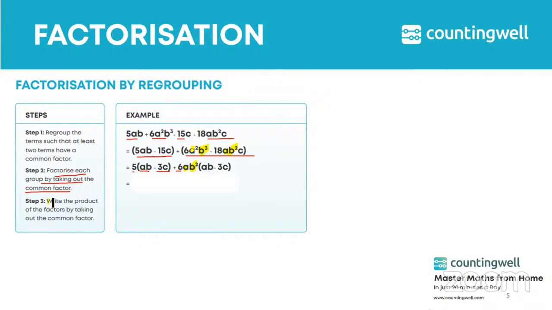Now we write the product of the factors by taking out the common factor. We'll write it as 5 plus 6ab square, and you can see these two brackets are the same, so we'll write it once. So we have ab minus 3c, and the rest two terms are 5 plus 6ab square. So this is factorization by regrouping.